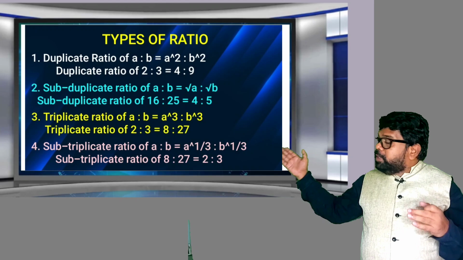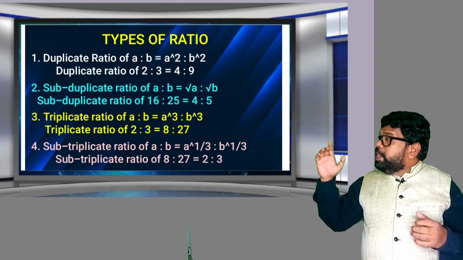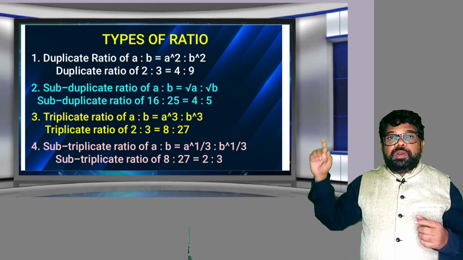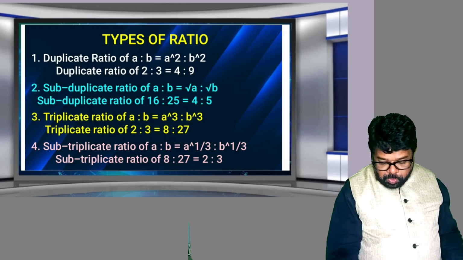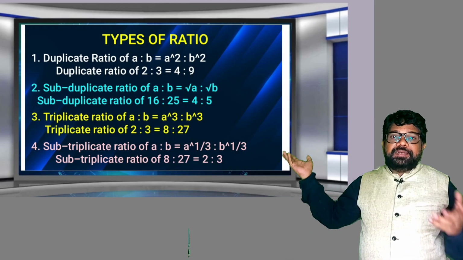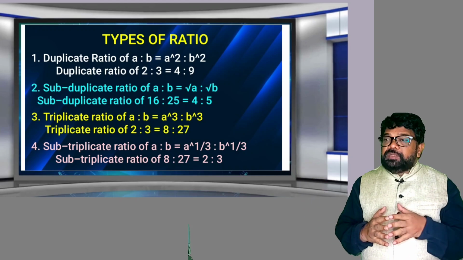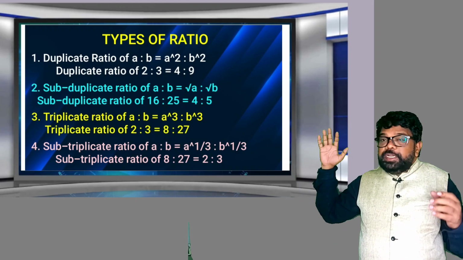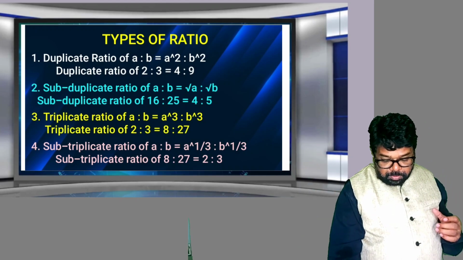Now what is the subtriplicate ratio of 8 is to 27? 8 power 1 by 3 is to 27 power 1 by 3. 8 can be written as 2 cube. 27 can be written as 3 cube. The cube and the power 1 by 3 cancel, and we get 2 is to 3. What is the subtriplicate ratio of 8 is to 27 now? 2 is to 3.